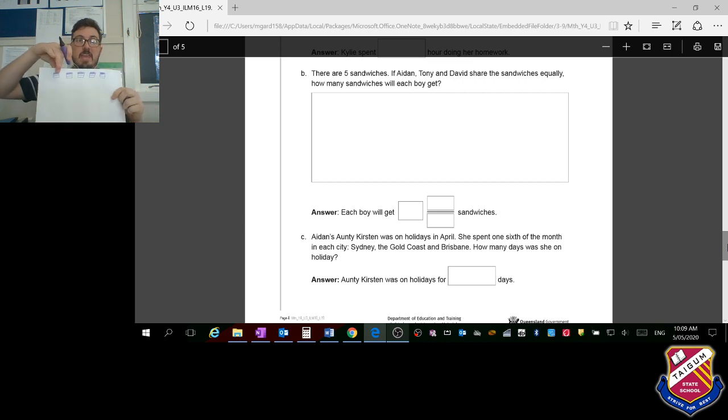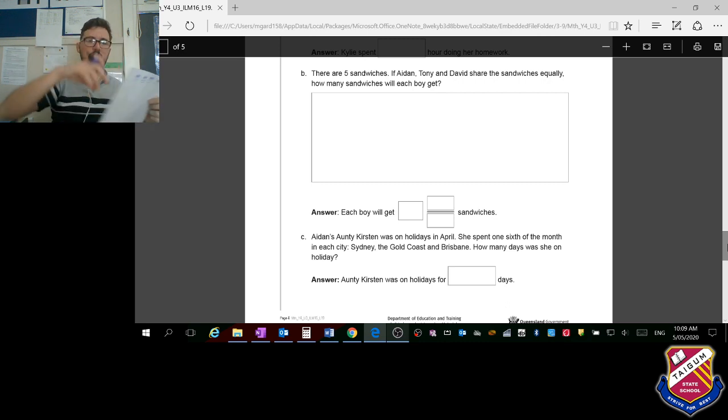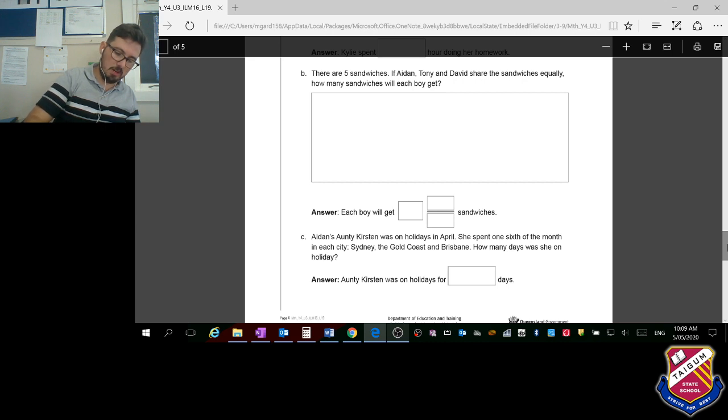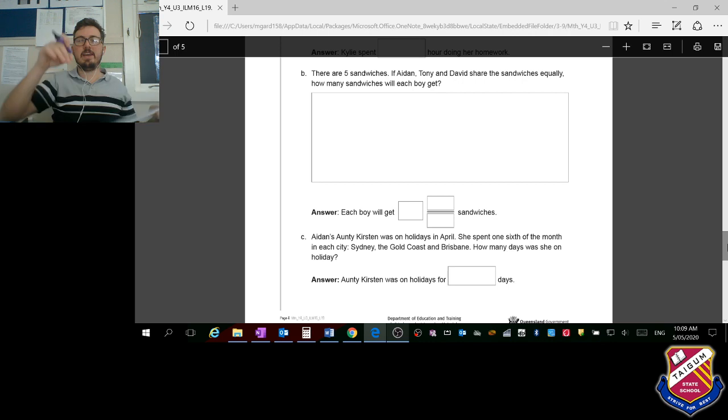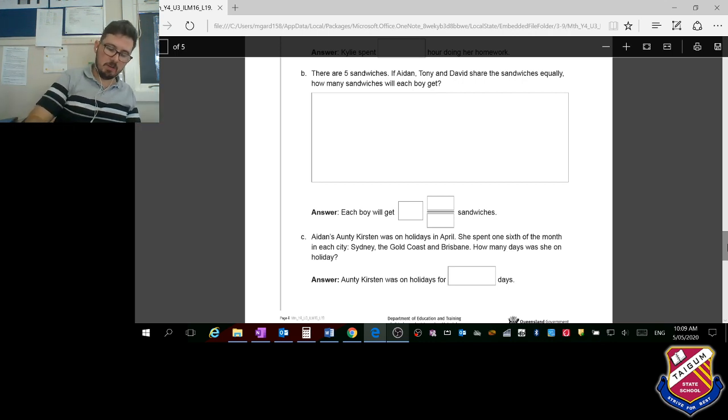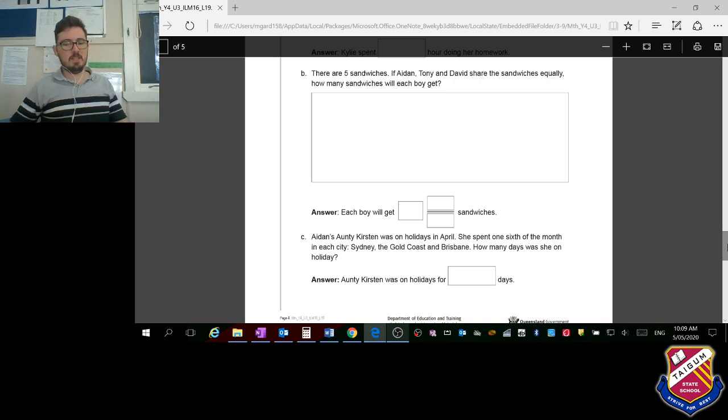So if we count in thirds like we did last week, we're going to go 1/3, 2/3, 1 whole, 1 1/3, 1 2/3. So each boy, and if I show that here, I put 1/3, 2/3, 1 whole, 1 1/3, 1 2/3, just like that. I'm showing that I'm counting. Okay, so each boy will get 1 2/3.